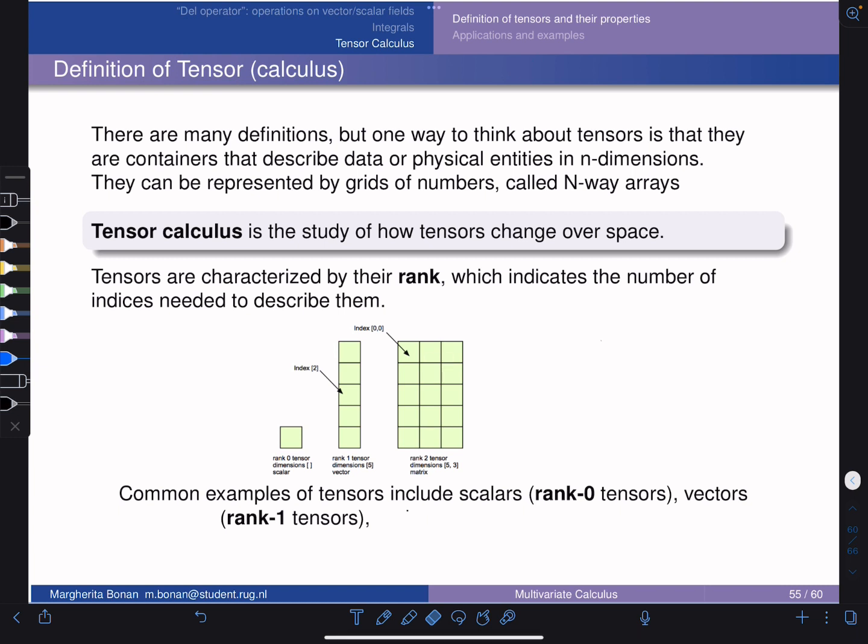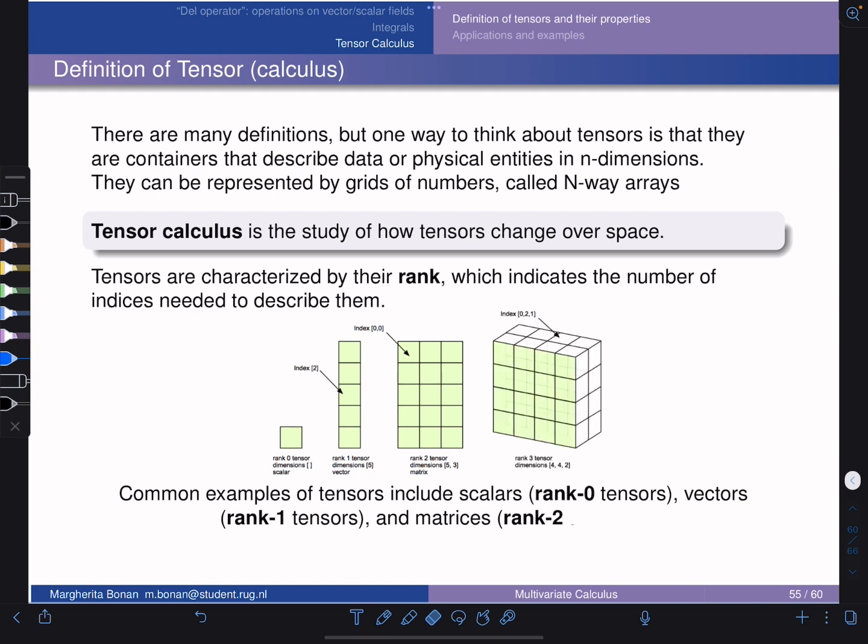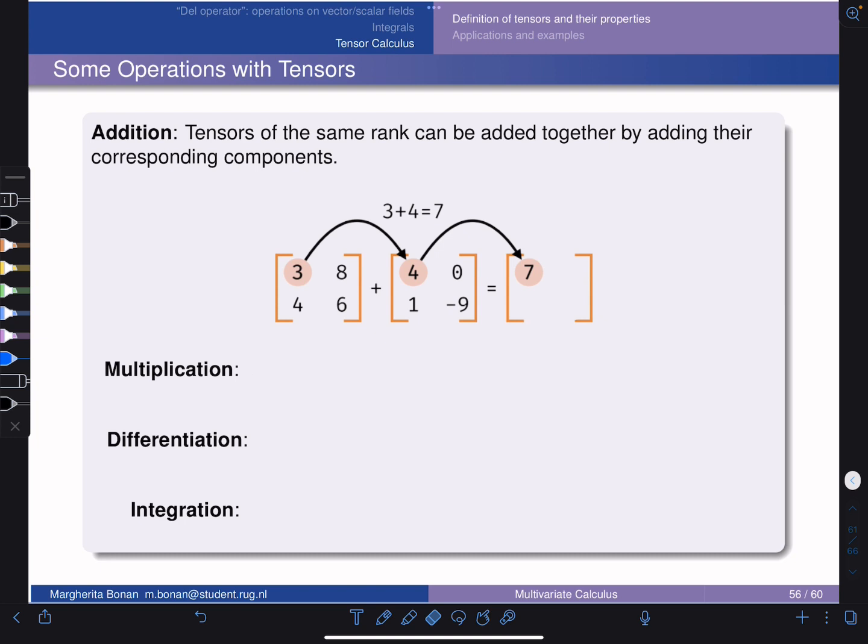Rank 2 is matrices, as we saw already in the figure, and this is a rank 3 tensor that is not a matrix. We can visualize it as a cube, but it's not exactly a matrix. It's a matrix of matrices in a way. We can have some operations with tensors.